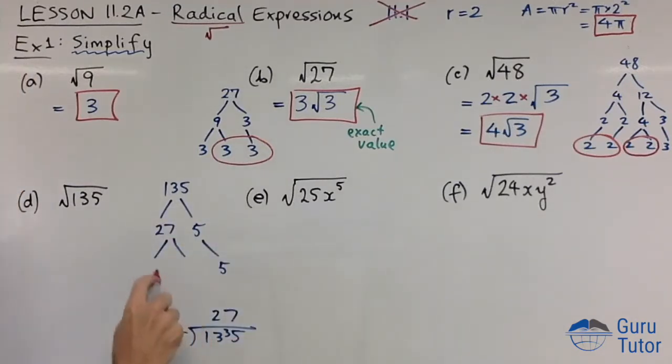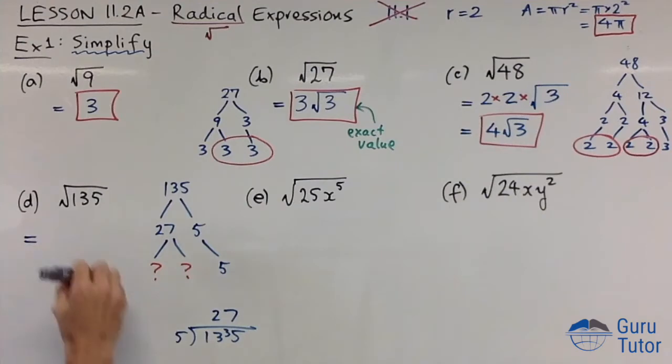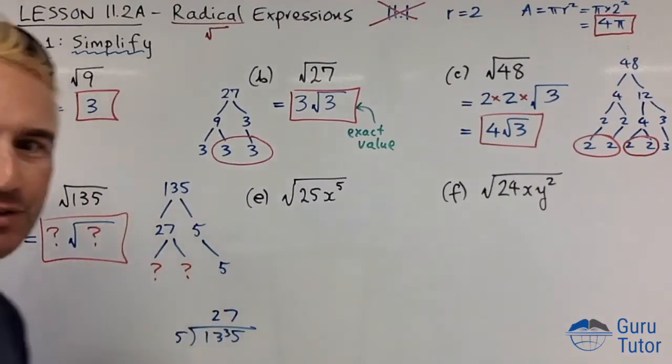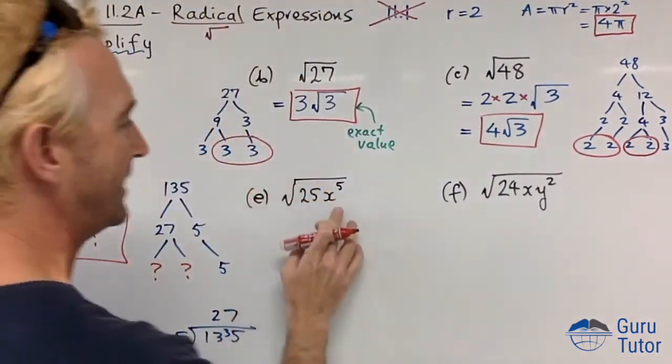Keep going with your factor tree. And what I might do is leave this as our answer for the comments. When this simplifies, what is the answer? What radical what? Put your answer in the comments to the post, down below. Now what happens when algebra starts coming in?